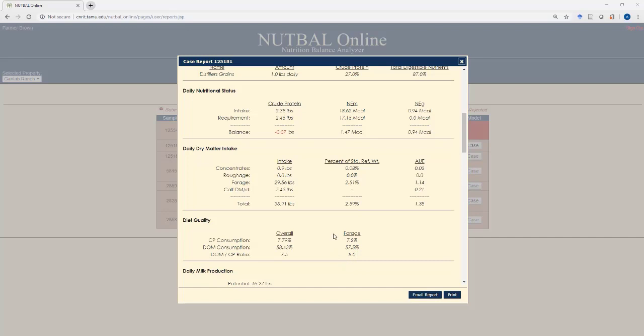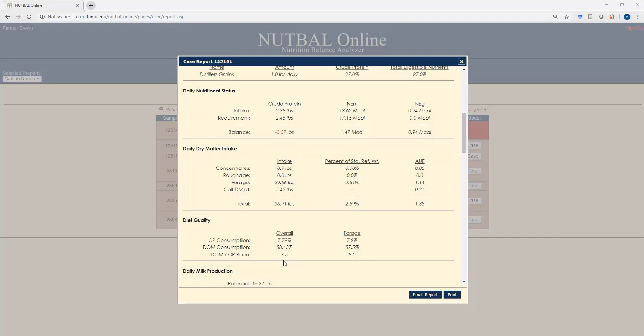So we have the forage only, so this is purely the nutrients provided by the forage based on your fecal sample analysis. And then if you've had supplemental feeds, it is calculated into the overall diet quality values, and so since we supplemented a little bit of distiller's grains, it bumps up the protein and DOM values a little bit, and that drops our DOM-CP ratio.